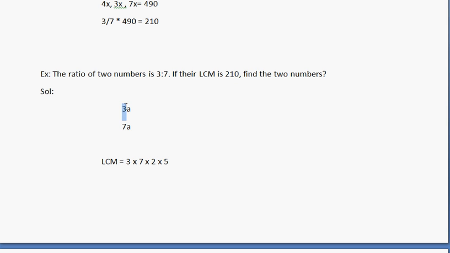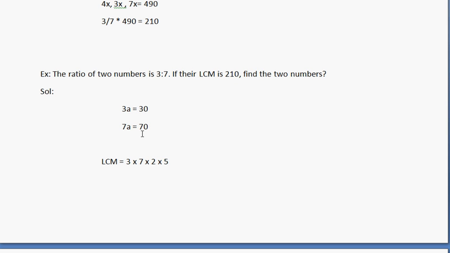Now how to find LCM we already know. We'll find the highest power of the factors. So 3's highest power is 1, it is here. 7 is here. So 2 should come from a, right? 2 should come from this a, and 5 should again come from this a. So a should be 2 into 5, right? Which means a should be 10. So we multiply it by 10, it becomes 30, and this becomes 70. Hence the two numbers are 30 and 70.